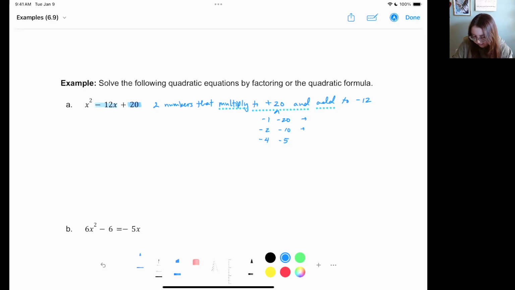And when these are added together, -1 plus -20 is -21, which is not -12. -2 plus -10 is -12. We'll just check the last one just to make sure. -4 plus -5 is -9. So that one's not right either. So we get that the two numbers that we're looking for are -2 and -10. And that may take us a little while to do, but eventually we should be able to get there. So it's -2 and -10. Those are the two numbers.